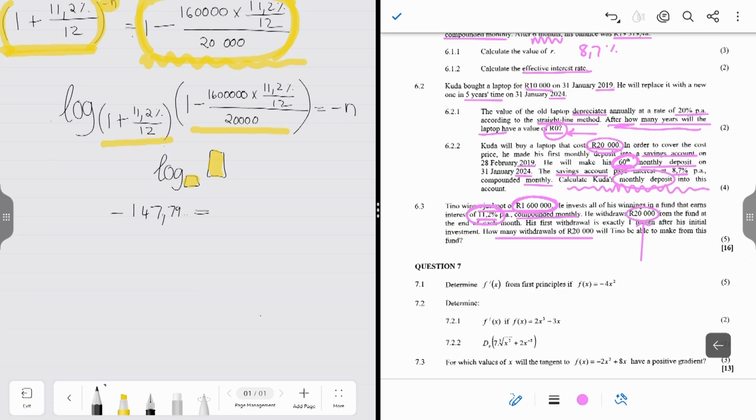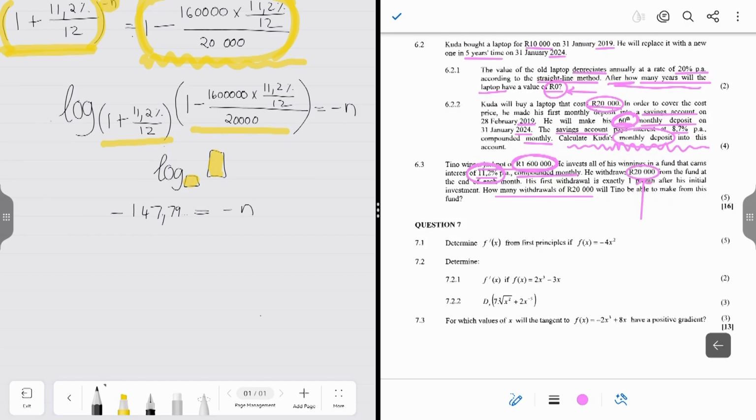And what we need to know is that it is equal to negative n. And the question is, let's go back to the question. The question said, how many withdrawals of 20,000 will Tino be able to make from this fund?